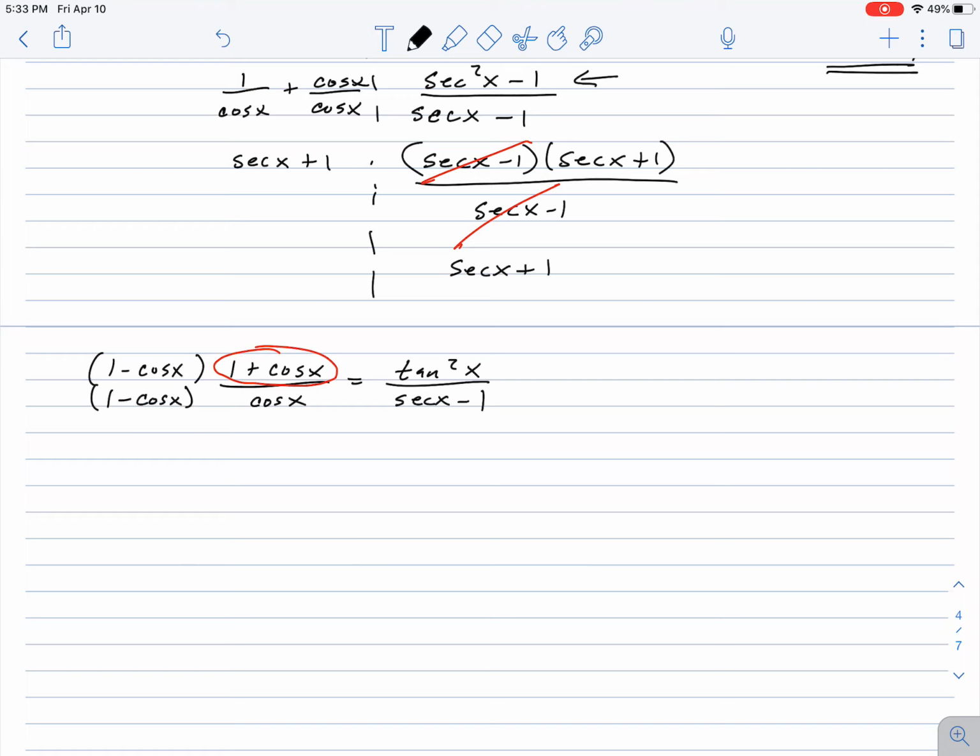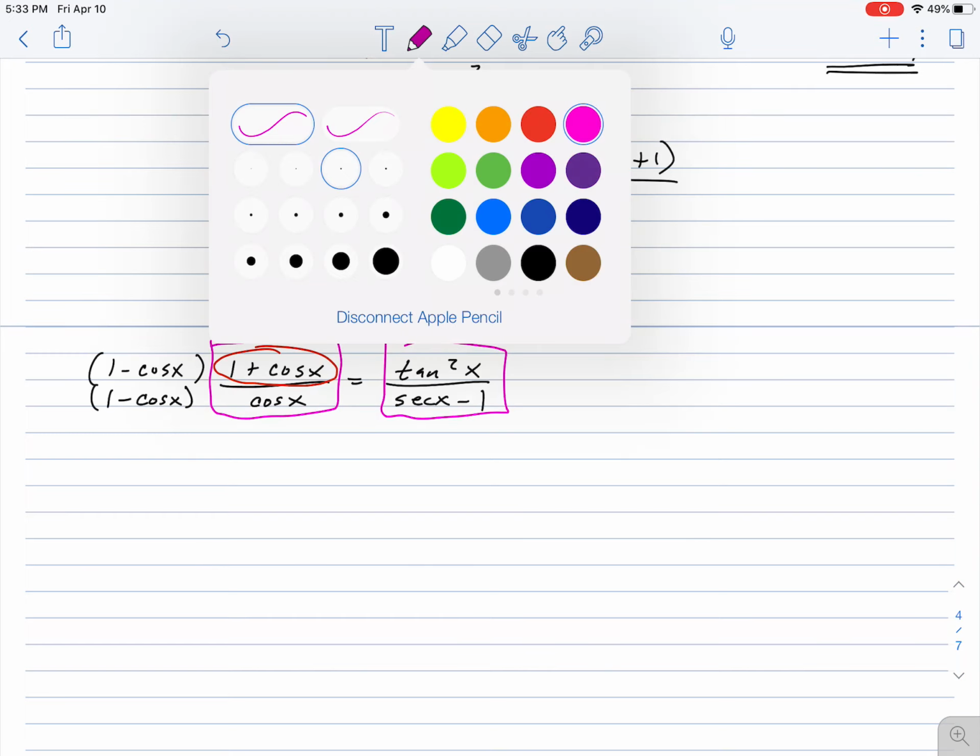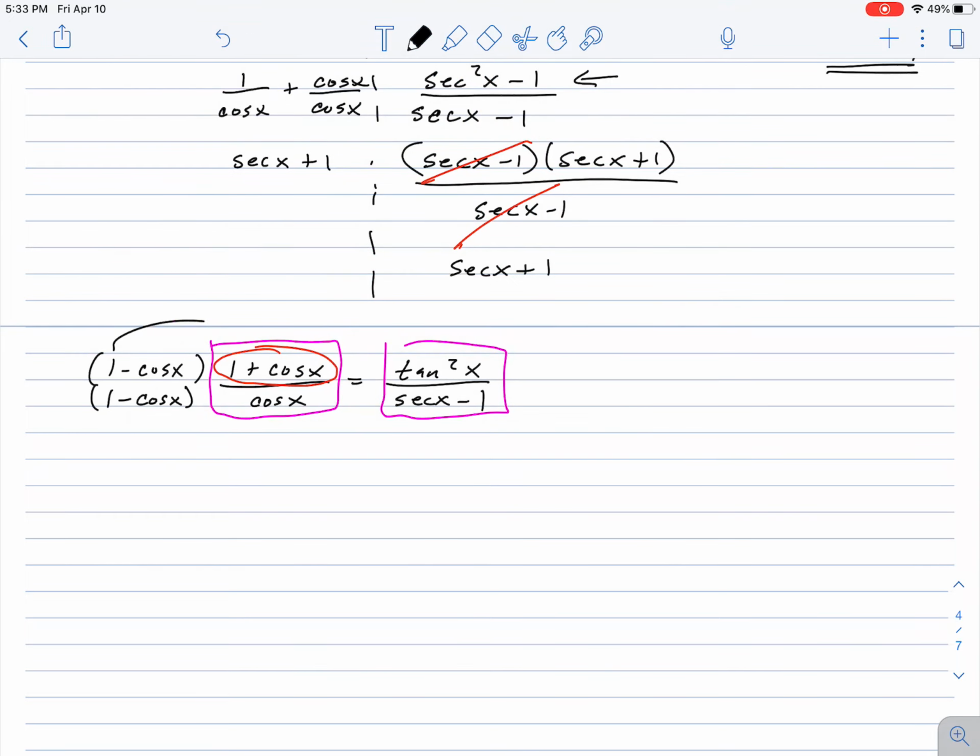Now, a clue that this is a good idea is to look at my original fraction here, where I have my addition on the top. In this fraction over here, my subtraction is on the bottom. That's another clue that multiplying by the conjugate is a good idea, because that's going to switch when I do this. So on my top, I'm going to get 1, and then plus cosine minus cosine cancel, and then a minus cosine squared.